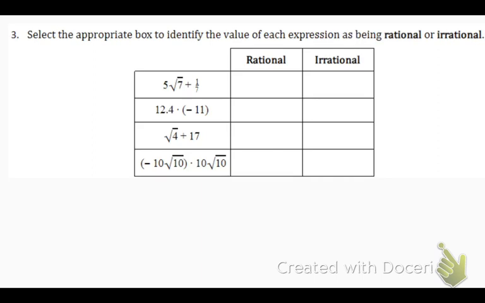So let me think about one now. How about this one? The square root of 4 plus 17. I want to know if you should check rational or irrational. So think about that and mark the correct answer. All right, hopefully you've had a minute to think about it. The square root of 4 is equal to 2. So this is just 2 plus 17. And since 2 plus 17 is 19, then yeah, that's a rational number. So you should check the box for rational.